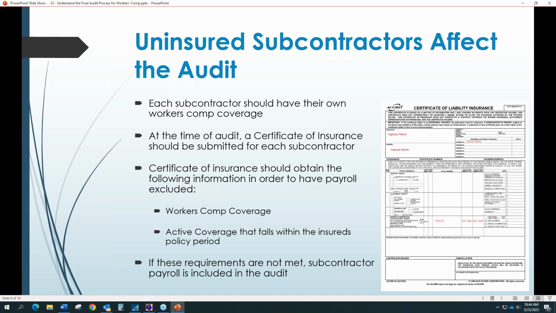So let's say we have an insured with a policy period of May 23rd, 2023 to 2024. The subcontractor needs to have a policy period that falls in line with that. Otherwise, it would still remain included in coverage. A lot of the times, I receive certificates of insurance from the insureds, and it has one of the requirements or neither, and unfortunately, the carrier cannot accept that. So that's really important in order to save the insured tons of premium savings.